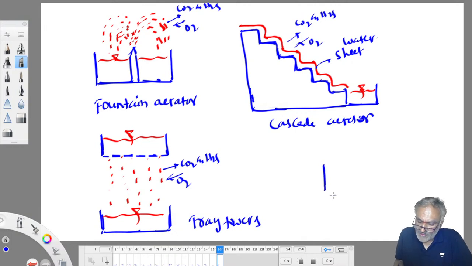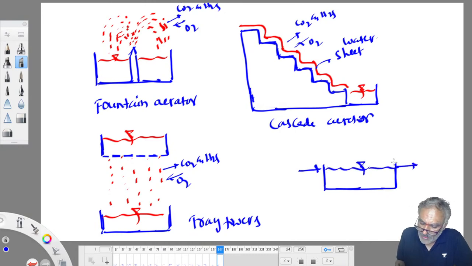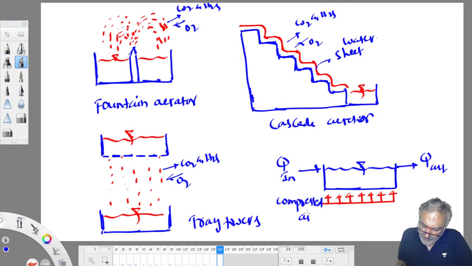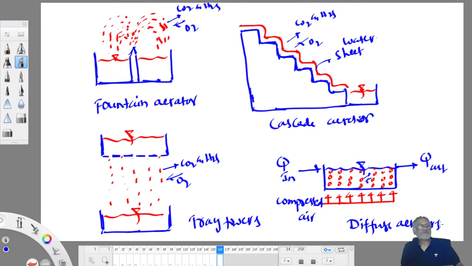And one more is the diffuse aerator. Water flows from one end of the container to the other, like a fish aquarium. Water flows in and flows out, and oxygen is put into the water. Compressed air, meaning air under pressure, is applied from the bottom of the container. These air bubbles pass through the water. Whatever the water requires it takes from the air bubbles, and whatever is not required it gives to the air bubbles. So absorption and desorption occur. That's why this is called a diffuse aerator. This is how we can carry out aeration.